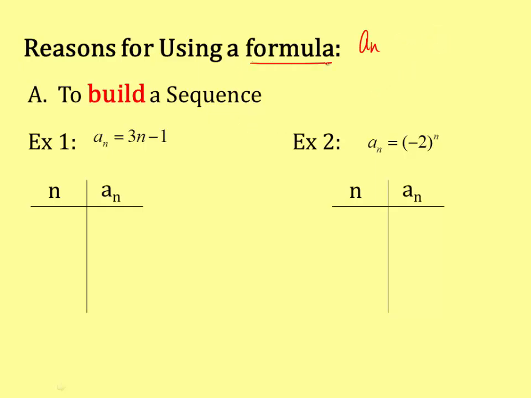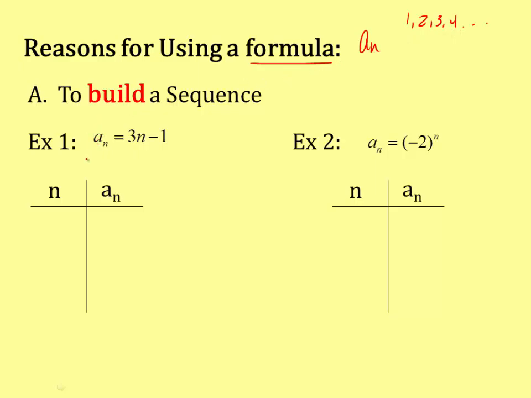So, reasons that we have a formula, there's three reasons. I'm going to show you three of them. The first one is to build a sequence, okay? A sequence is a list of numbers, like 1, 2, 3, 4, on and on. That's a sequence of numbers. And there's a formula behind how that sequence is found, okay?